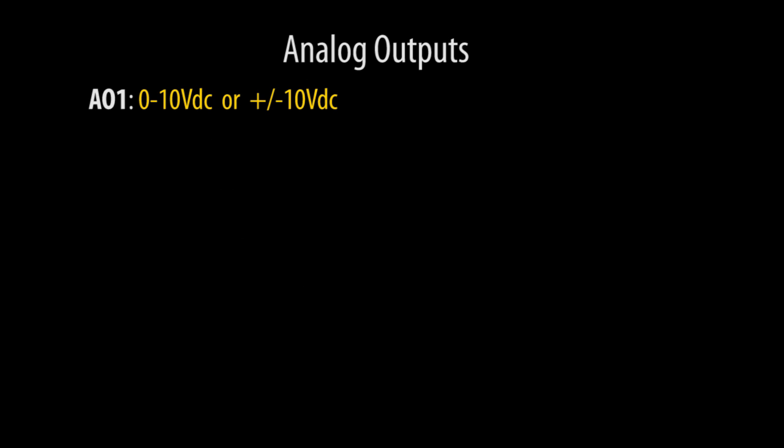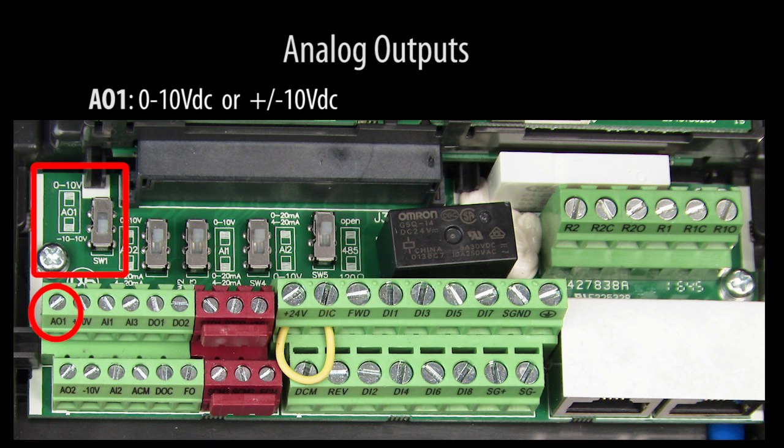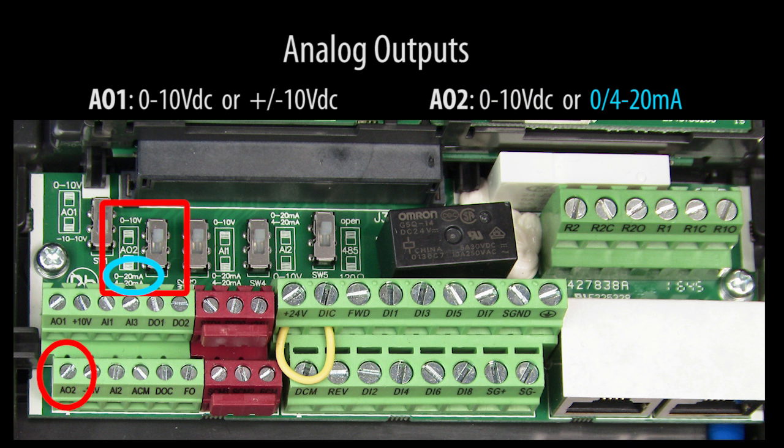Analog output 1 is voltage only. Switch 1 on a terminal board selects if it's positive voltage or plus and minus voltage. Analog output 2 can be switched between voltage and current using switch 2 on a terminal board.